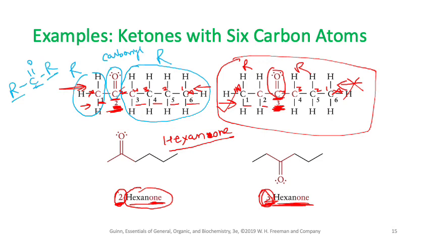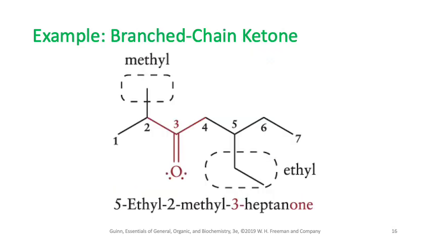Let's take one more example on the next slide. Let's try to name this structure one more time. Again, the moment I see C double bond O, with an R group carbon on the other two bonds, I know this is a ketone. We have R-C double bond O-R. Now we have to name it according to ketone nomenclature.